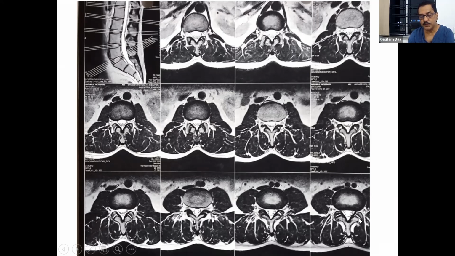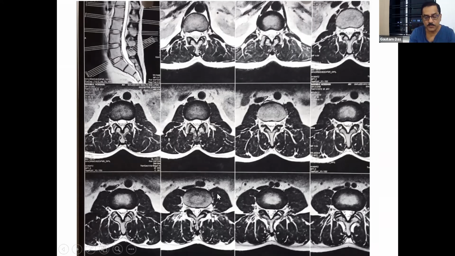See, this white area is the synovial fluid. This is your inferior articular process. This is your superior articular process. This is synovial fluid of the facet joint. This is your inferior articular process. This is your spinous process. This is your annulus, the black rim like a tire.